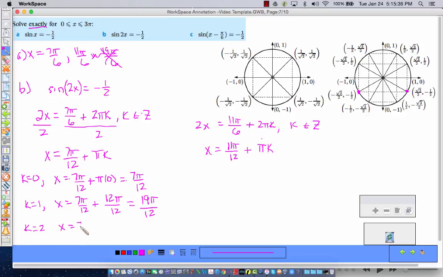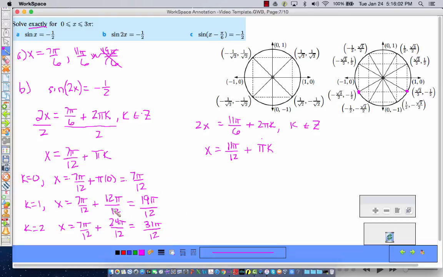x equals 7 pi over 12 plus pi times 2, so that's 2 pi. But 2 pi written with the denominator of 12 is just 24 pi over 12. So that's equal to 31 pi over 12. There's another solution. Okay? But take a look at this pattern.